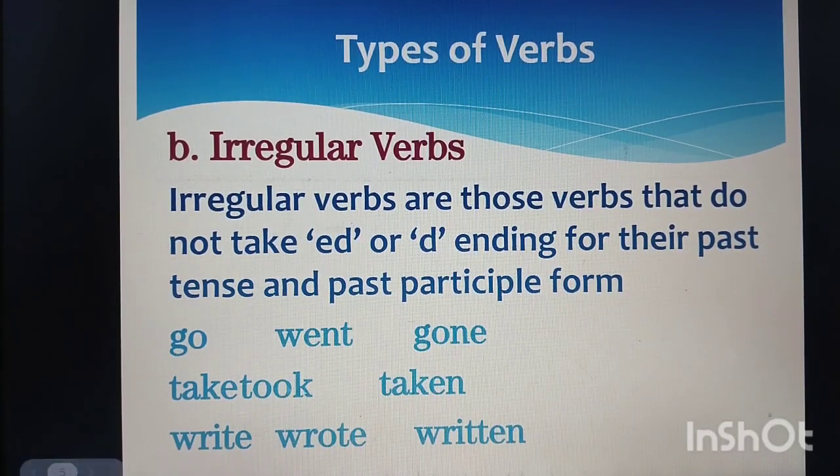You can see these are different. Go, went, gone. Take, took, taken. Write, wrote, written. So in regular verbs, verb 2 and verb 3 are similar, but in irregular verbs they are quite different. Verb 1, verb 2, and verb 3 are different here.